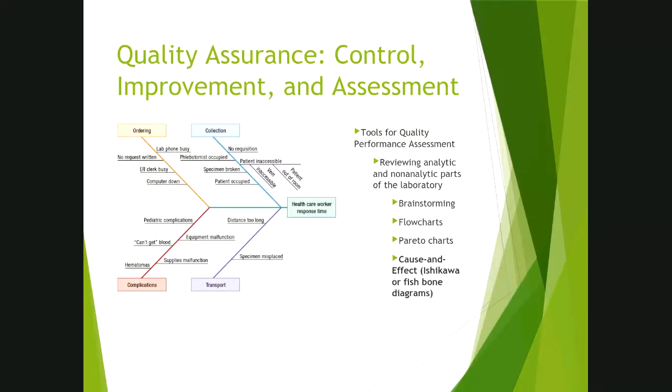Tools for quality performance assessment. This is reviewing analytical and non-analytical parts of the laboratory. We could do brainstorming, flow charts, cause and effect, so the fishbone diagram. So for example, in your book, it might say collection. If we didn't get a requisition, how is that going to impact cause and effect? The phlebotomist is occupied, patient's inaccessible, so the patient was out of the room. The vein wasn't easy to obtain blood from. The specimen was broken and patient occupied. So it kind of causes the cause and effect, because if we don't have one of these, we may not be able to draw the patient, which then delays getting a test result.